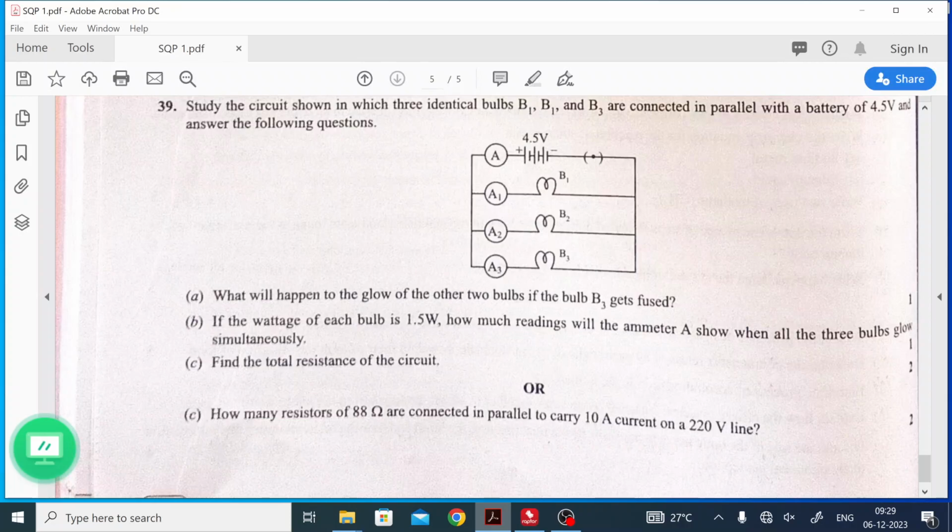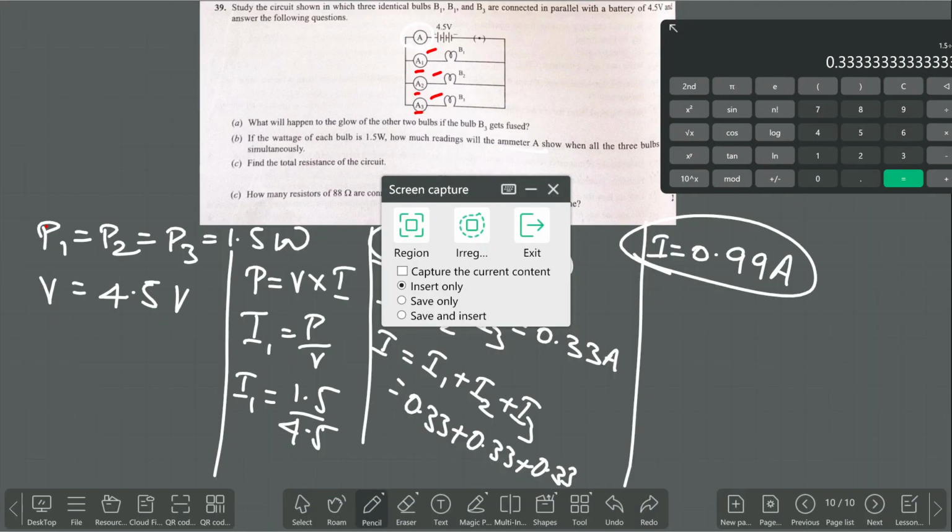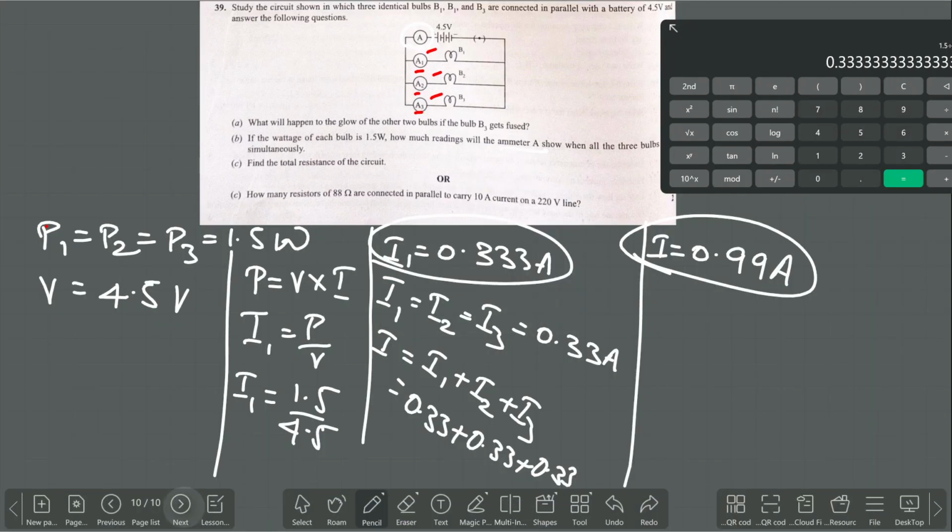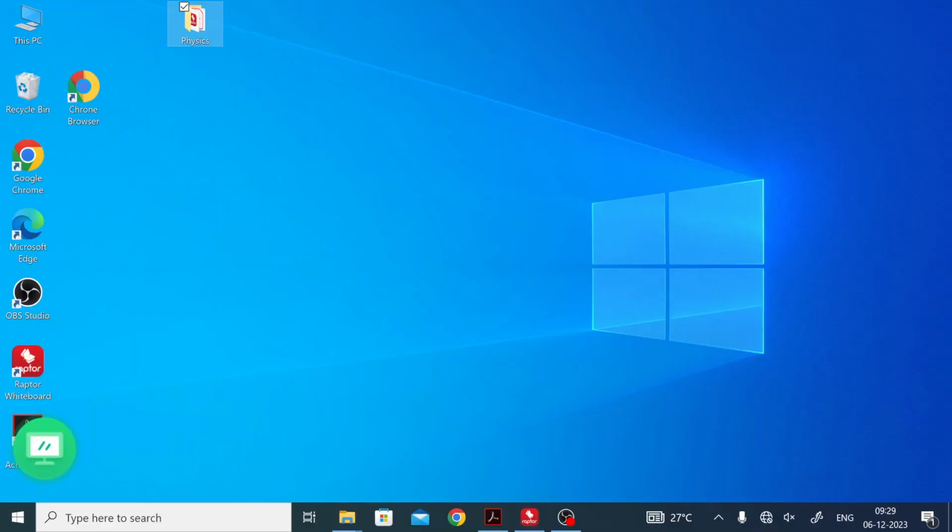Shall I continue or else you can go for the break? Complete this alone.